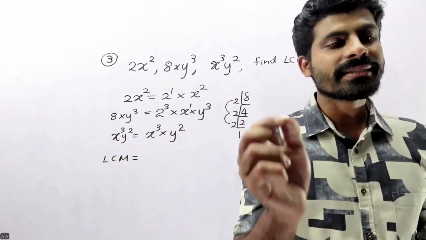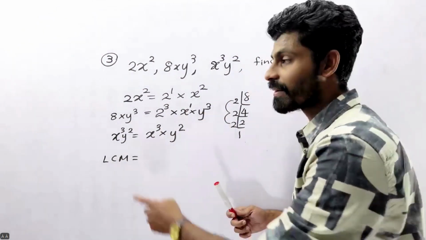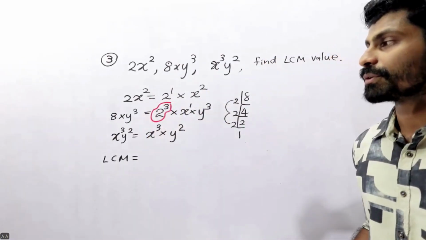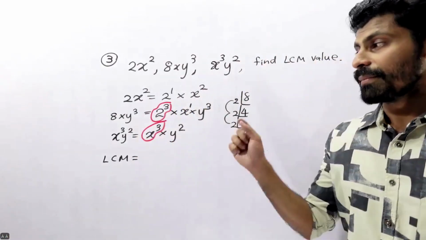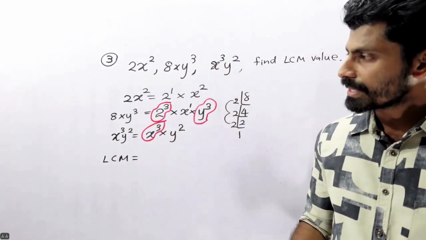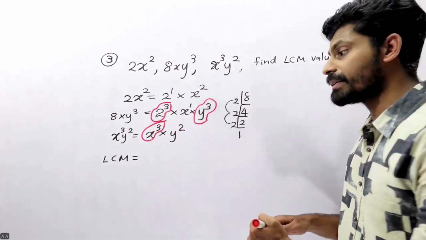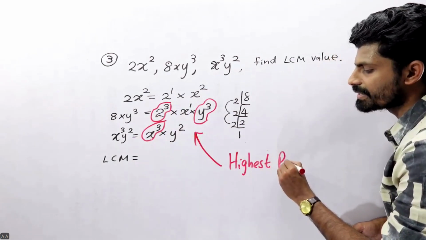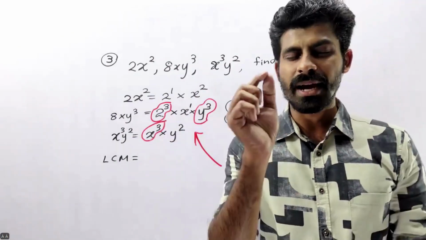We need to take the highest powers. What is the highest power of 3? No 3. What is the highest power of 2? 2 to the power 3. The highest power of x is x to the power 3. The highest power of y is y to the power 3. That's all, Lamai. 2 to the power 3 multiplied by x to the power 3 multiplied by y to the power 3. Very important, Lamai: you need to always take the highest power.